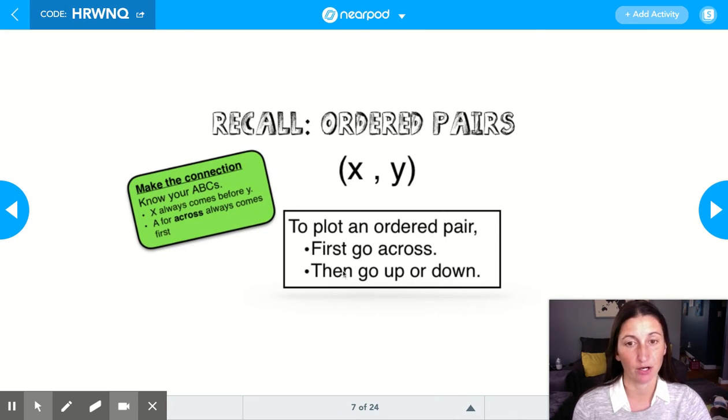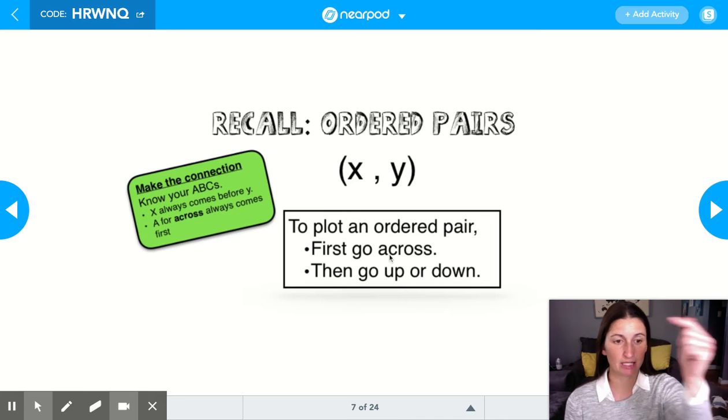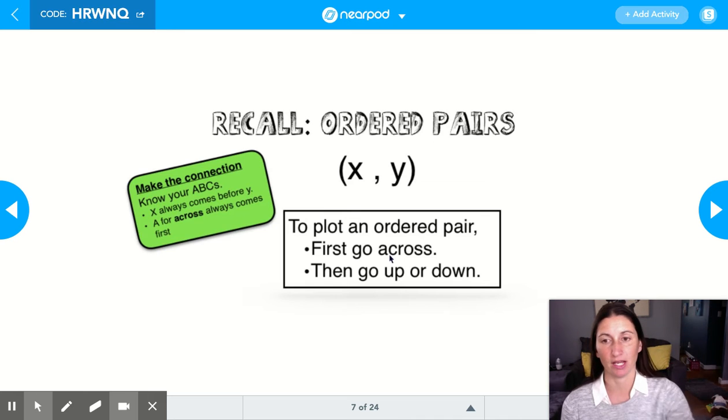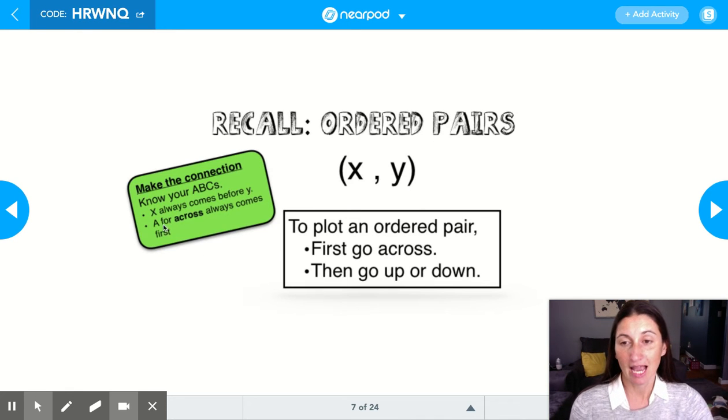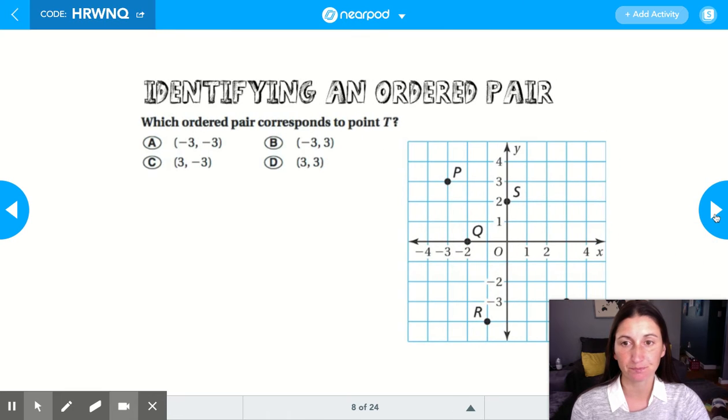To plot an ordered pair, you want to first go across and then up and down. Across means left or right, either way. Again, the connection, if you know your ABCs: A is for across, so we do the across number first, and then you do up and down, because A is the first letter in the alphabet.